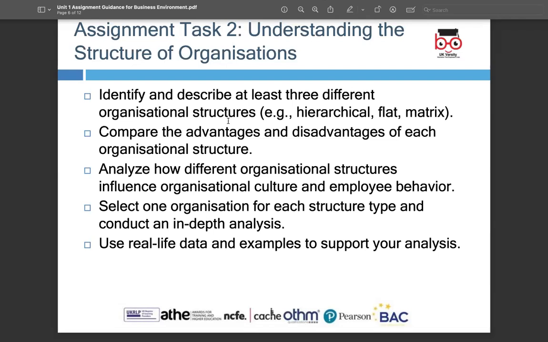Flat structure advantages: encourages employee involvement and fosters decision making, better communication, more flexible and adaptive. Disadvantages: can lead to role ambiguity and potential for overburdening managers, and may not be scalable for large organizations.